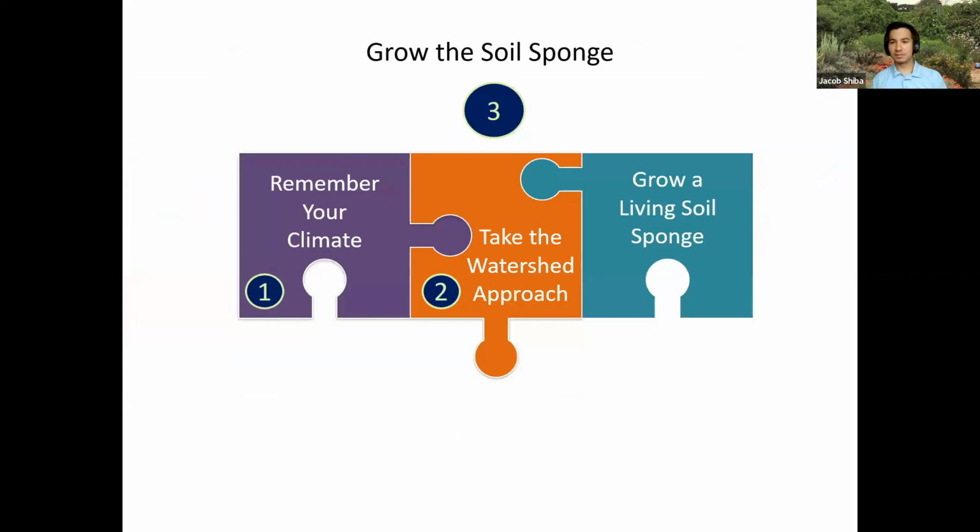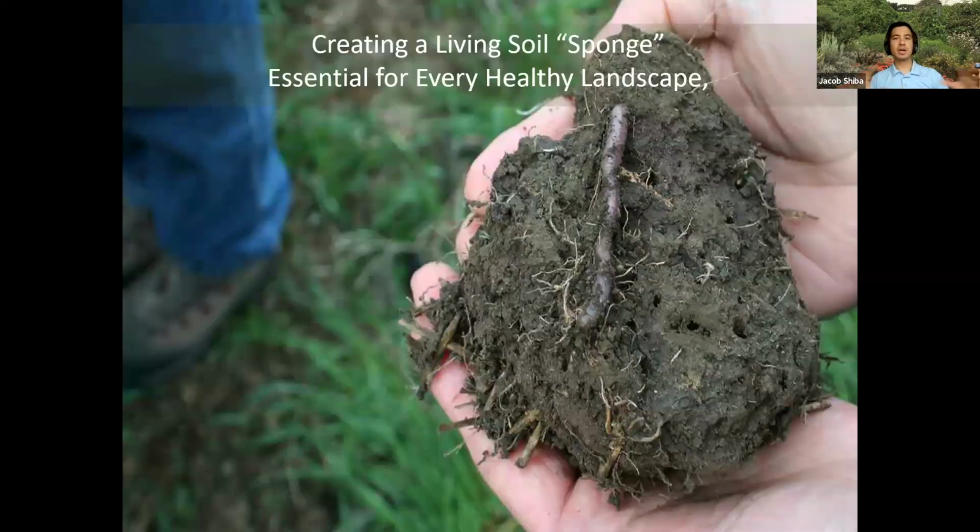So the first is the foundation for your landscape, and that's growing a healthy living soil sponge. Now, creating this soil sponge is essential for healthy landscapes. And the reason we call it a sponge is because it acts like a sponge. And well, if you look at this chunk of dirt here, this chunk of soil, it even looks like a sponge. Its porous material allows water in, holds that water, and then allows water to slowly drain out into our plants, into the rest of our landscape.